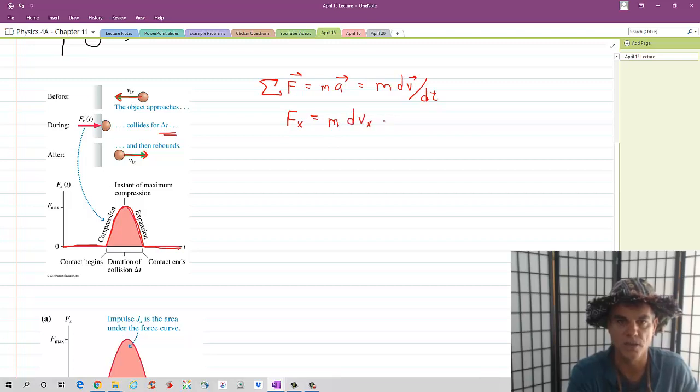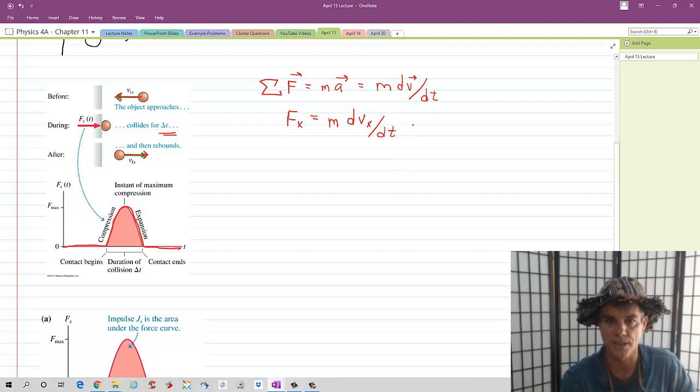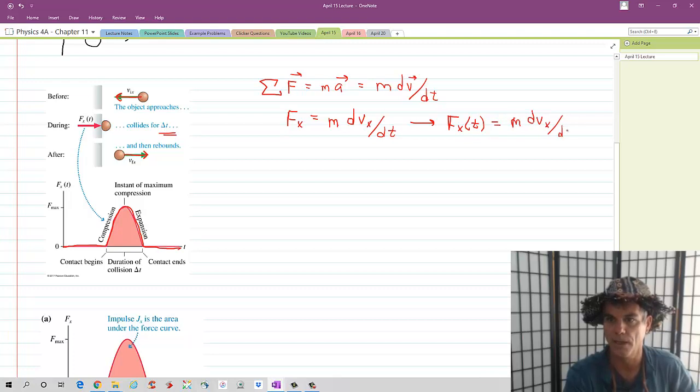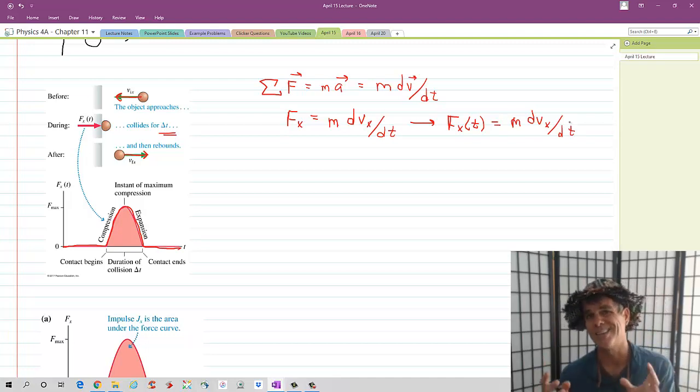And then we're only looking at the change of the velocity in the x direction. And just to be specific that this force is not constant and it's changing in time, I'm going to write this as the force in the x direction, which is a function of time. I'm not multiplying by time, it's just that the force is a function of time, equals m times the derivative of the velocity in the x direction with respect to time. So this is really just Newton's second law written out in one dimension, where we only have one force acting on the object.